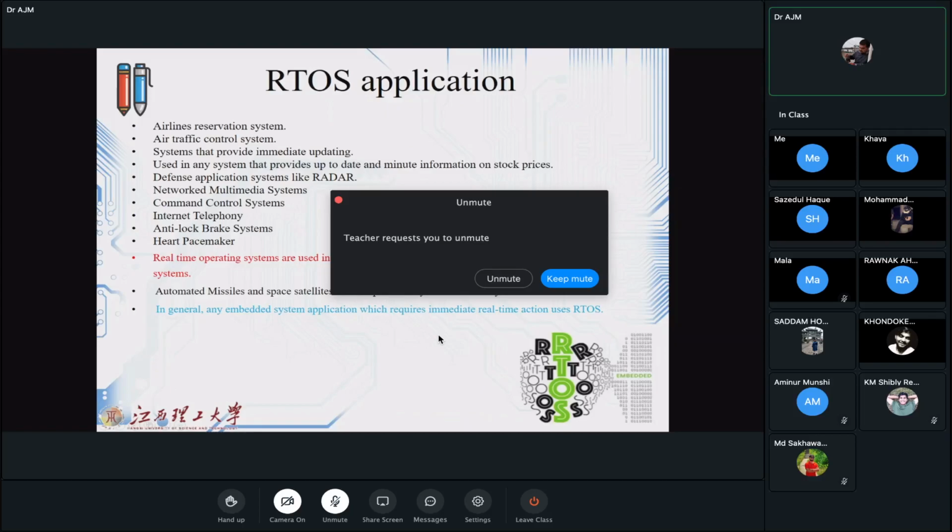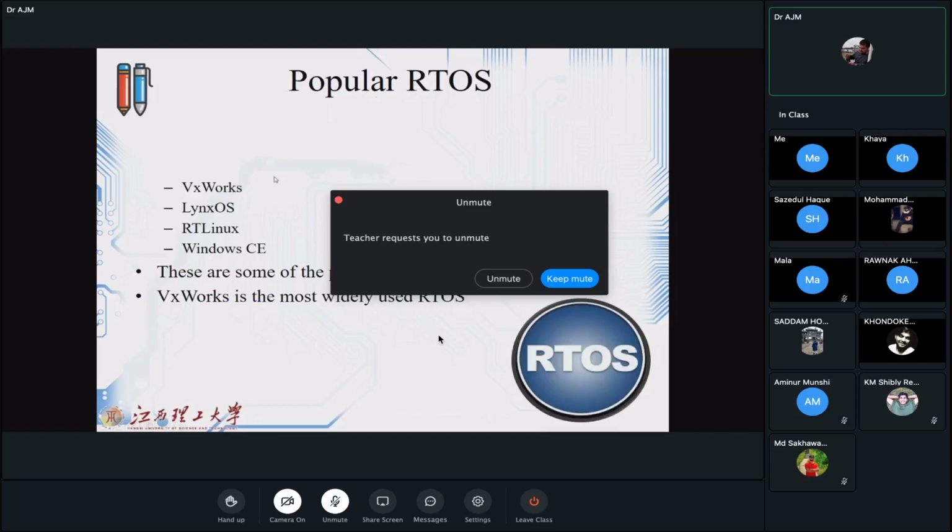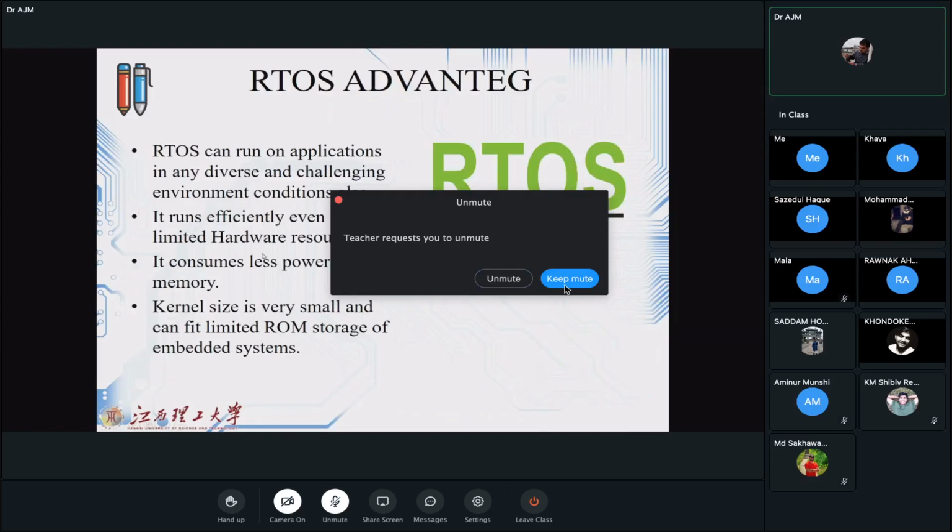In airline reservation systems, air traffic control, systems that provide immediate updating, radar systems, command and control, internet telephony, anti-lock brake systems, heart pacemakers, and automated jobs, they mainly use the RTOS to manage the timing part. Maybe then some of you say, can we name some RTOS? Yes, Windows CE, RT Linux, and VxWorks are more famous. I worked, for example, with Windows CE. These are some of the popular ones used in industry, and the most popular one is VxWorks, which really works in the industry.